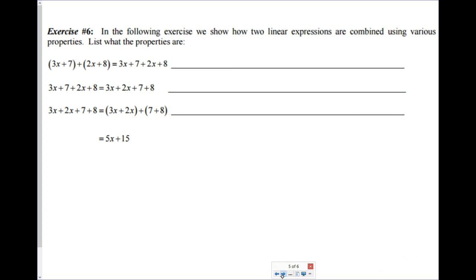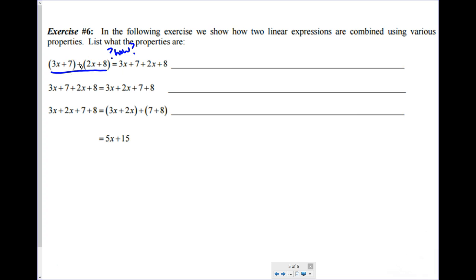Exercise 6. In the following exercise, we show how linear expressions are combined using various properties. List what they are. So this exercise is saying, we are starting with this right here, and how are we going from this to this? What has happened? What is the only difference between the expression on the left and the expression on the right? The parentheses. And parentheses are grouping symbols.